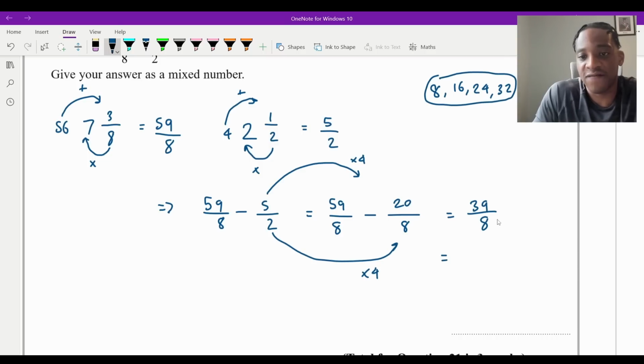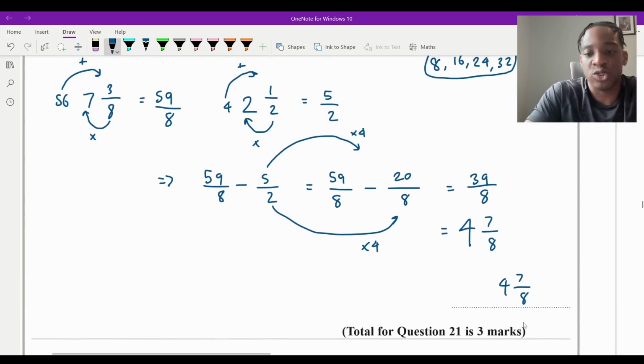So you're going to have a 4 at the front. And then the next part is you're going to put this over 8. This is always over 8. What is the remainder? It went into 32. How do I go from a 32 to a 39? It's going to be 7. So the answer is just going to be 4 7/8. So I'll put this here, 4 7/8. And that will be that for question 21. And that will give you 3 marks.